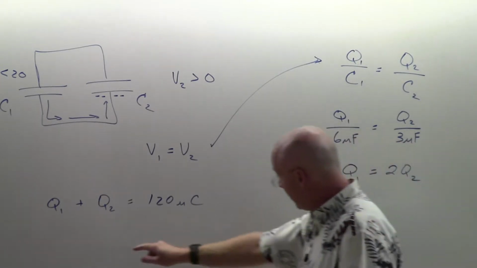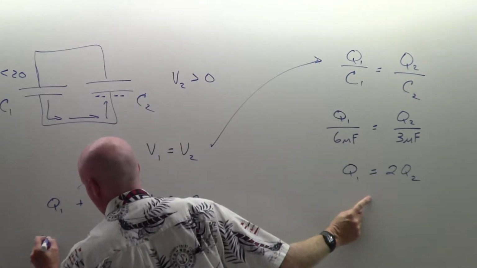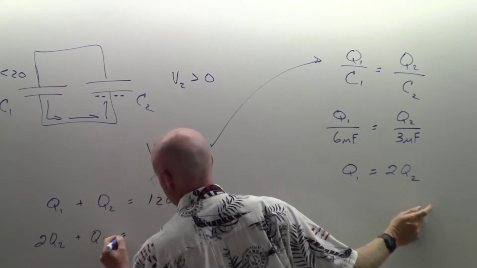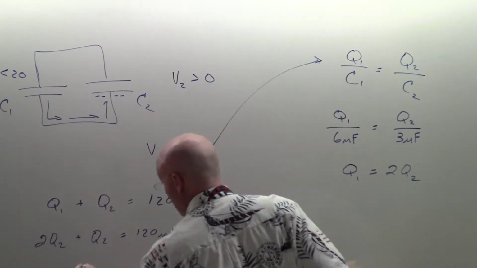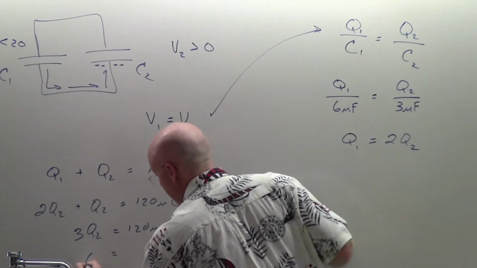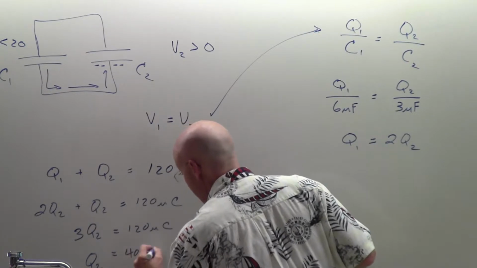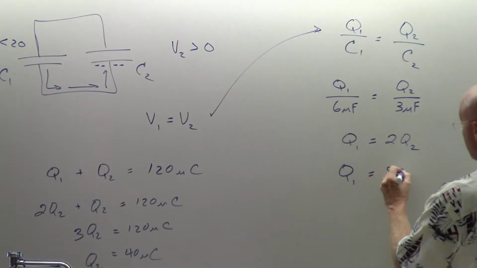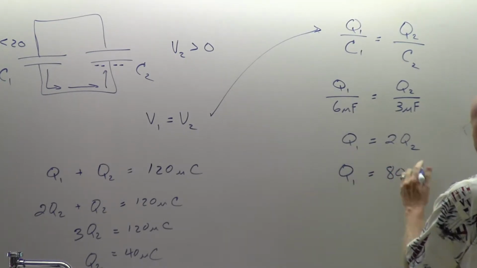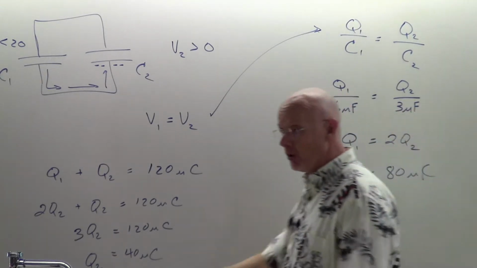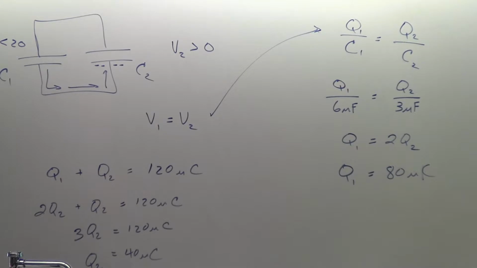And if I now take that and put it into here, I can get charge number 2, or twice charge number 2 plus charge number 2 is 120 microcoulombs. So 3 times the charge on number 2 is 120 microcoulombs. So the charge on number 2 is going to come out to be 40 microcoulombs. Which means then back here, the charge on number 1 is 80 microcoulombs. And so they have a 2-to-1 ratio, and the sum goes to 120.